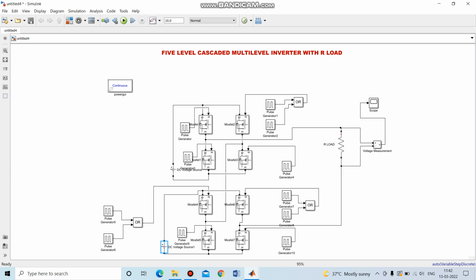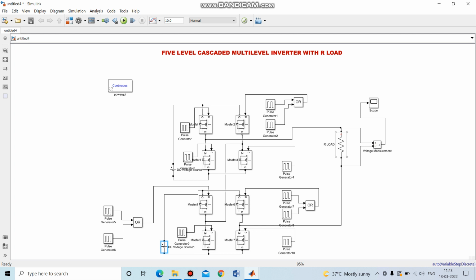We have a powergui, then 8 MOSFET switches. For each MOSFET we are going to have a pulse generator. For the 5-level cascaded multi-level inverter, this is how we connect it. The source goes to drain, and here also. Again the DC supply, so plus goes to drain, and then minus is given to the source. For the circuit below, you give the same connection.